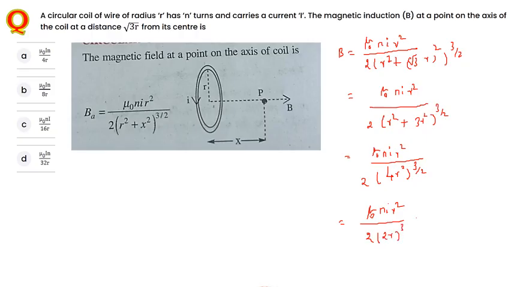From here we have mu naught N I r square divided by 2 into 8 r cube, since 2 cube is 8. That gives 16 r cube in the denominator, and r square cancels with r cube, leaving only 16 r. So the answer in this case is mu naught N I divided by 16 r. That's all.